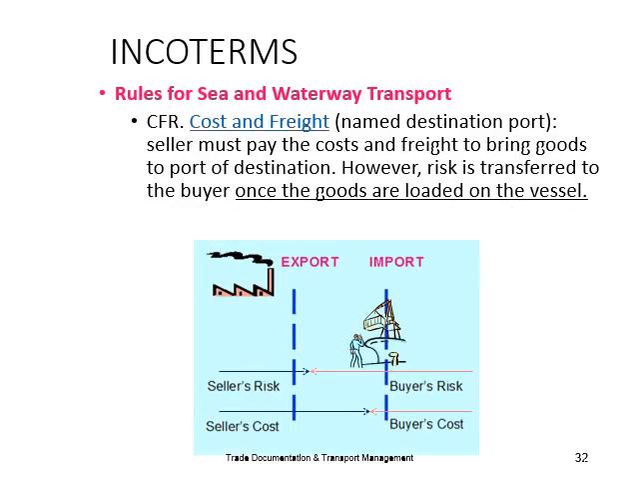CFR, cost and freight, named destination port, implies that the seller delivers when the goods are on board the vessel. The risk of loss or damage to the goods passes when the goods are on board. The seller must contract and pay the cost and freight necessary to bring the goods to the named port of destination. So the risk is transferred once the goods are loaded.